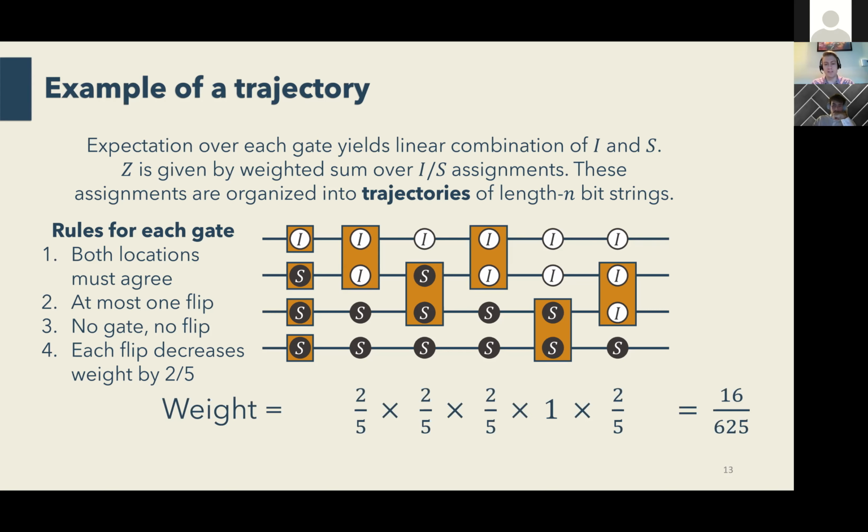It's just 2/5 for each time we made a flip. So here we flipped 4 bits, and so the total weight of this term in the sum is going to be 16 over 625. So basically, you can imagine forming trajectories this way, and each of the trajectories formed this way will have some different weight in the sum.